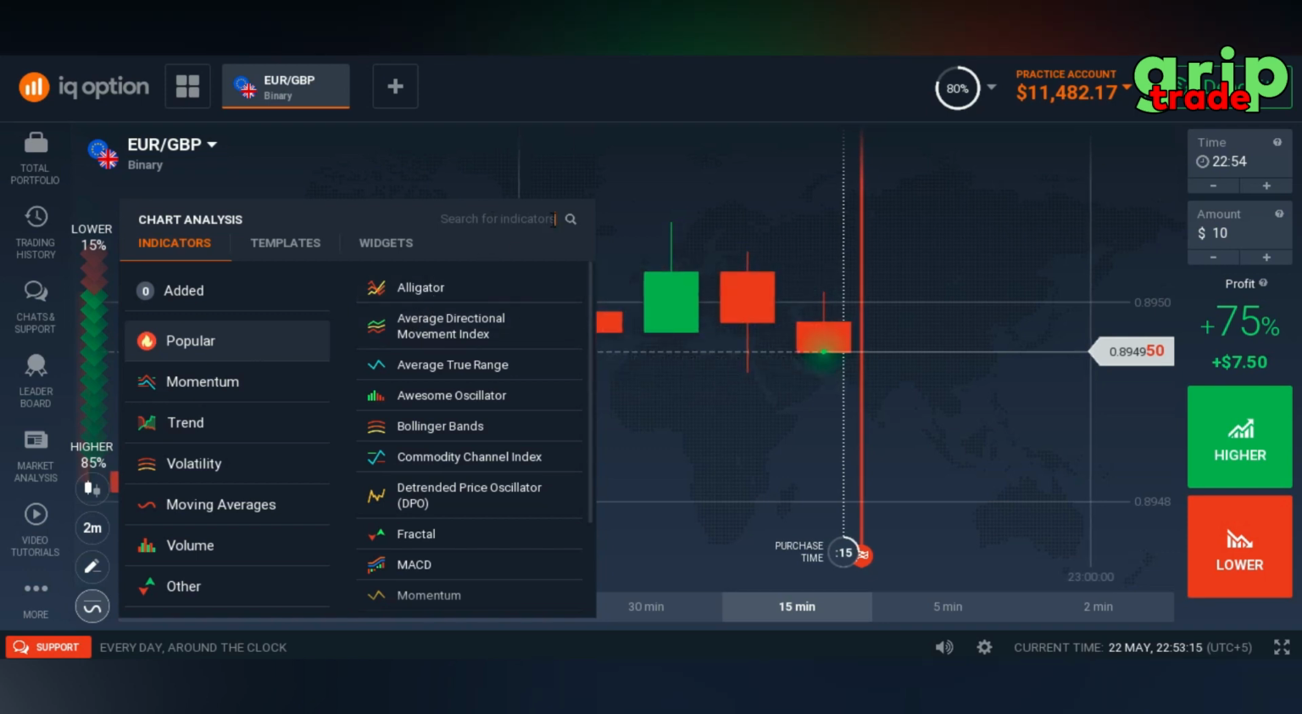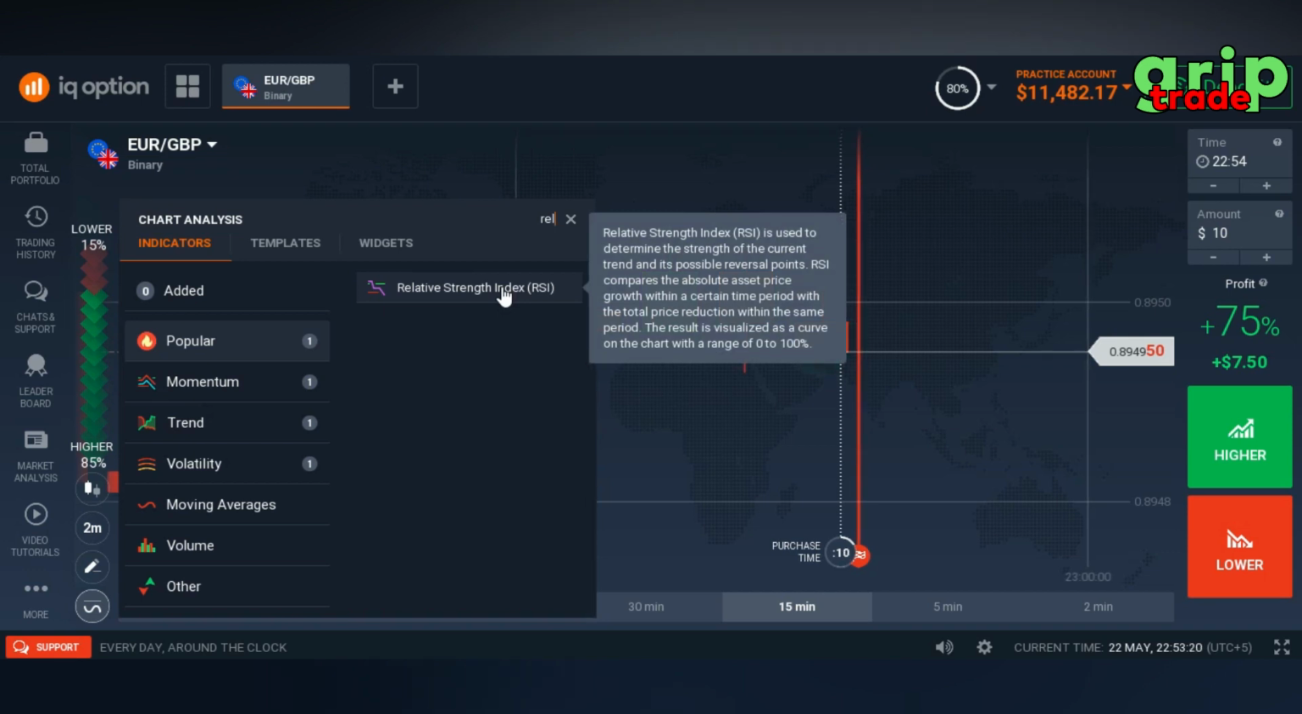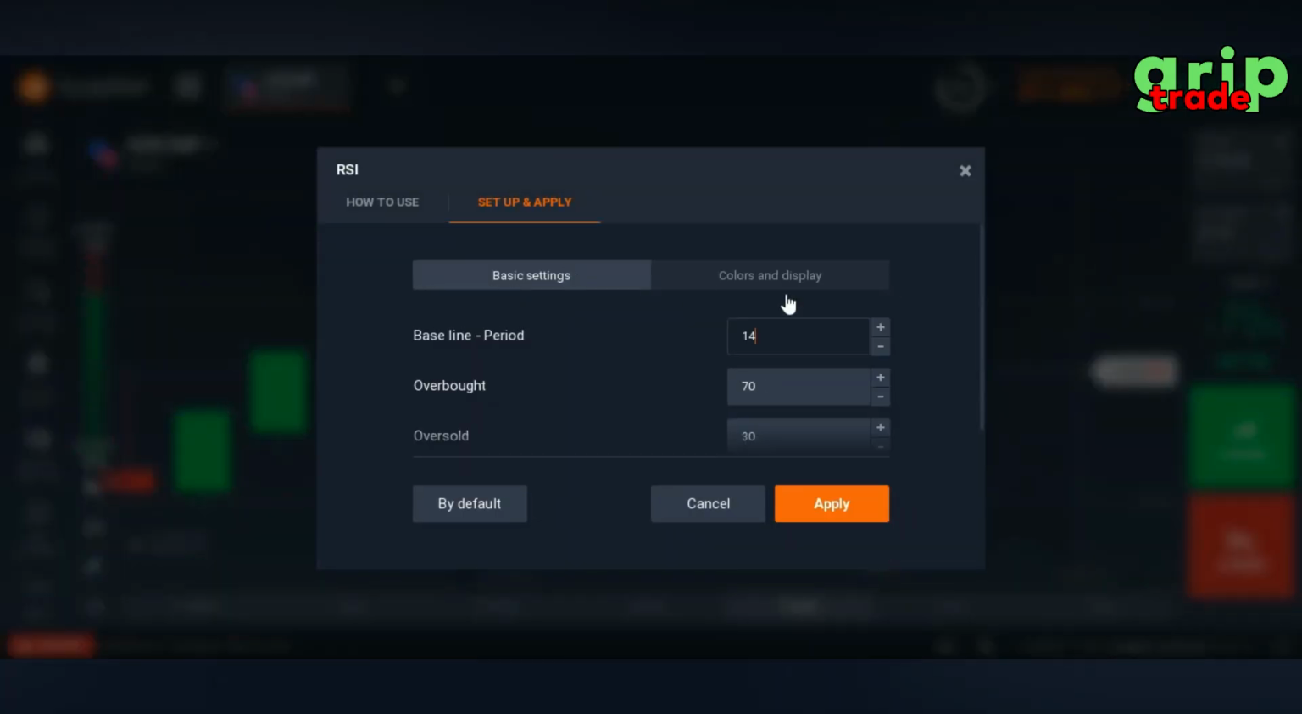Find the popular Relative Strength Index, RSI. It basically tells us the overbought and oversold points, and it's a reversal strategy that is going to tell us that the trend is going to get reversed and you can pick a trade. Fine, open RSI. The baseline period should be set the same, it's 14. Overbought should be set at 80, and oversold should be set at 20.